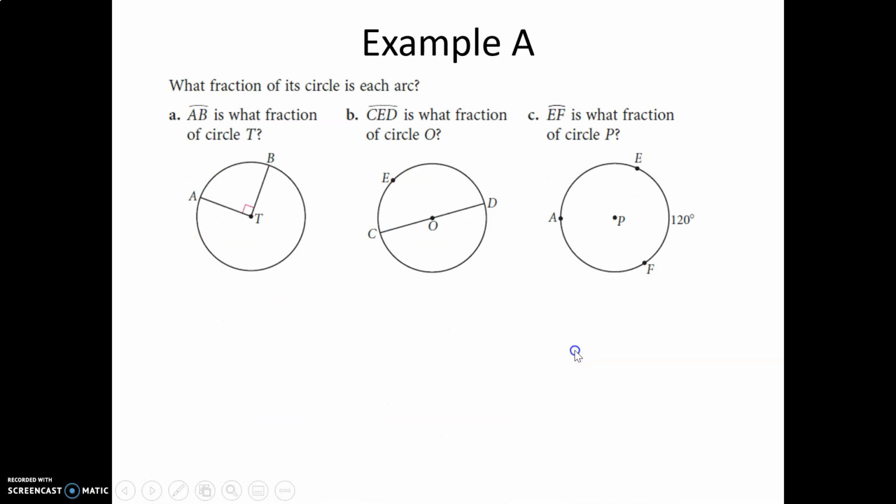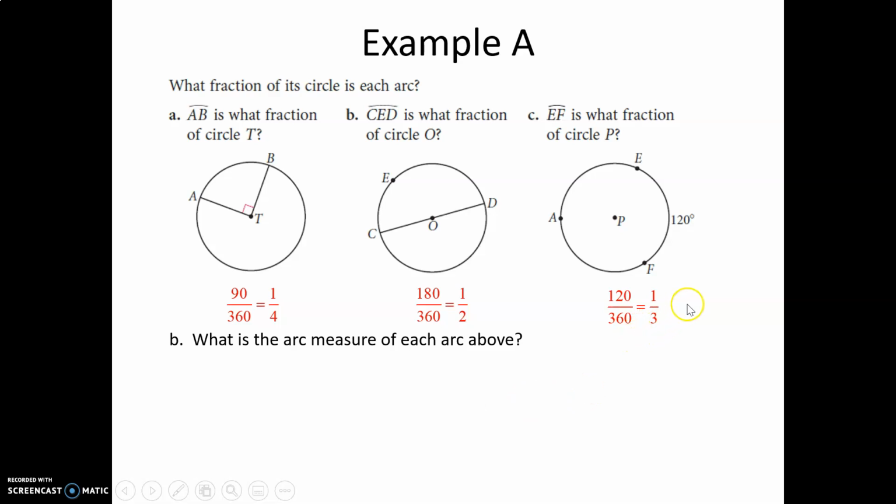Okay, the question says, what fraction of its circle is each arc? Arc AB is what fraction of circle T? It is 90 degrees out of a total of 360, or 1/4. This goes through the center, so it's a diameter. So CED is 180 degrees out of 360 in the whole circle, or 1/2. EF is 120 degrees out of 360, or 1/3.